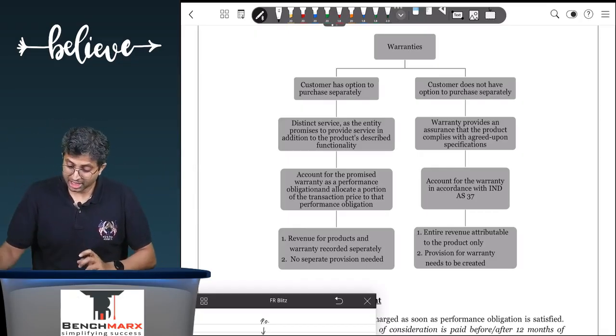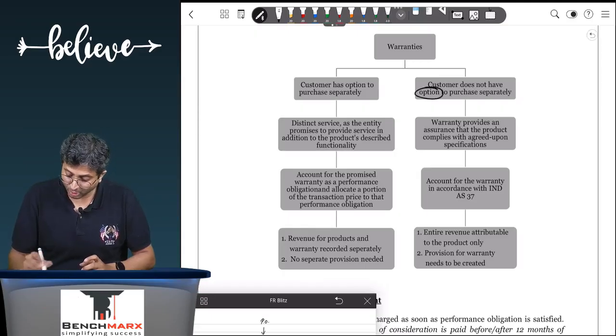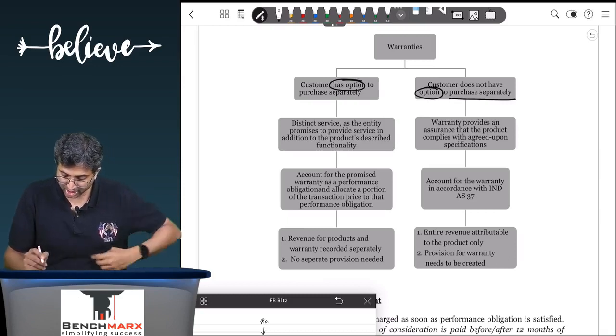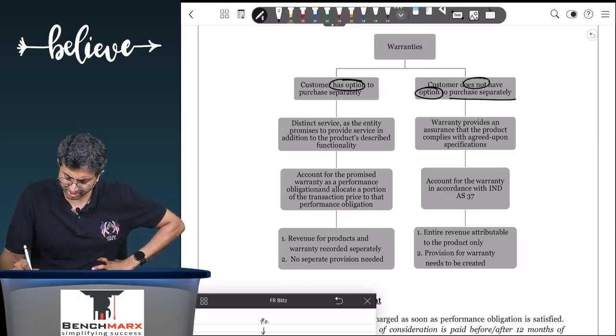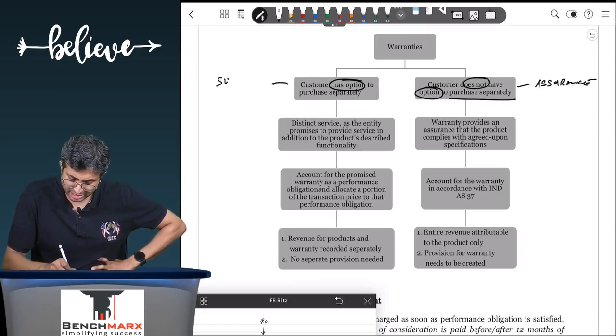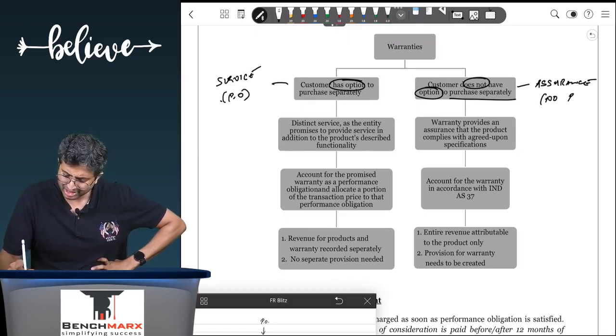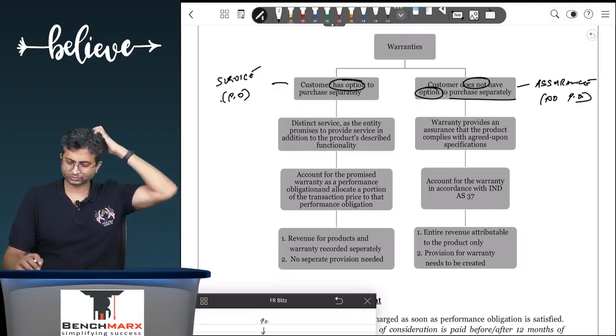For example, if the customer has an option to purchase warranty separately, or the customer does not have an option to purchase separately. If it does not have an option, then typically this is an assurance type warranty. If the customer has an option, then it is typically like a service type warranty, which you treat as a separate performance obligation. Assurance, there is no separate performance obligation.